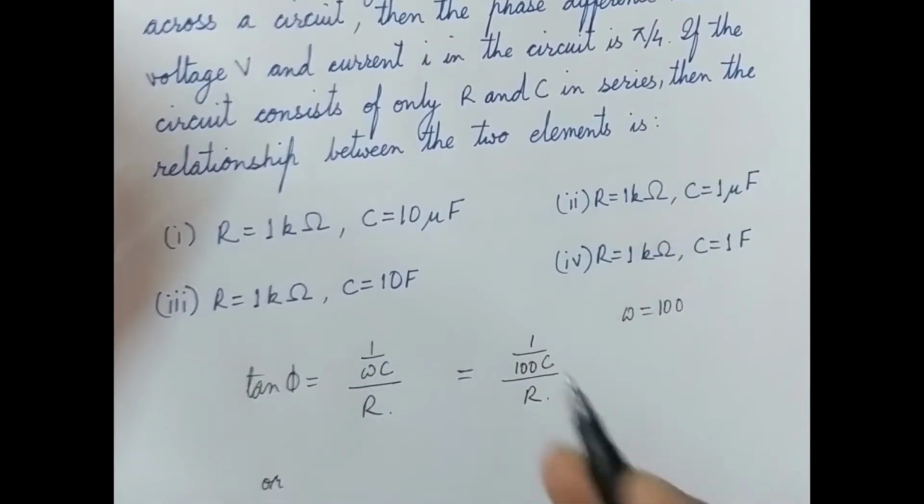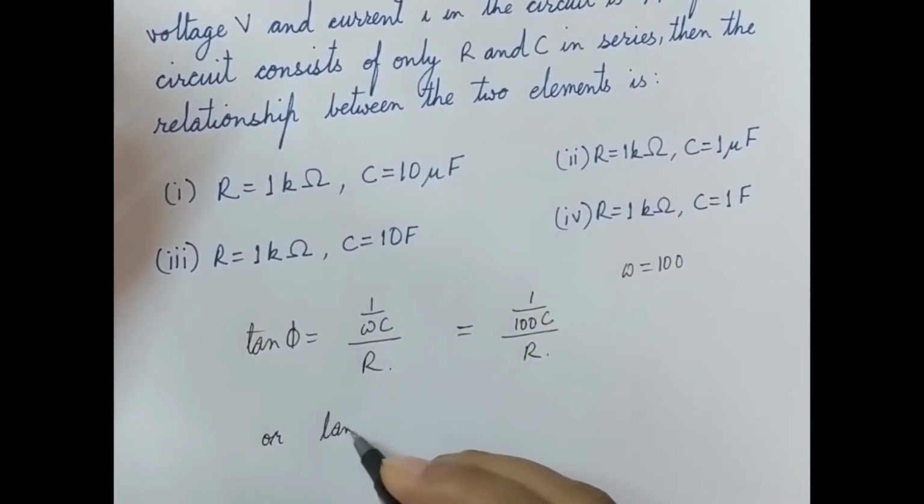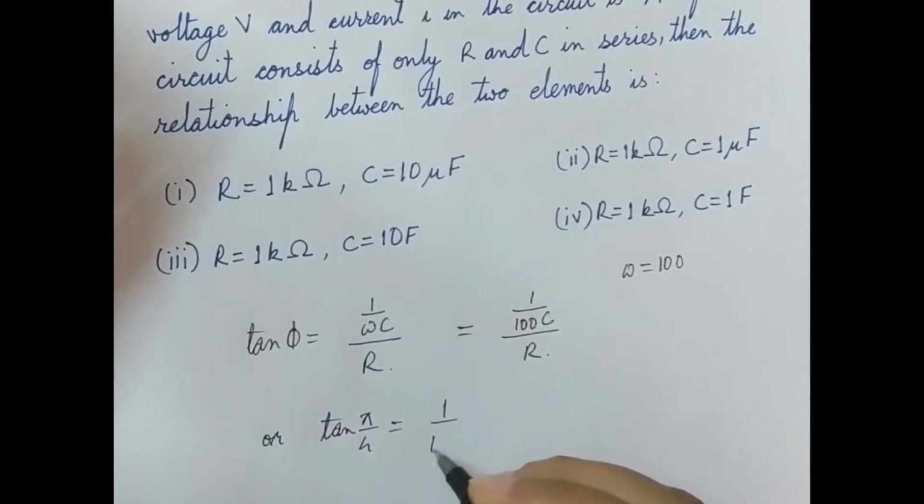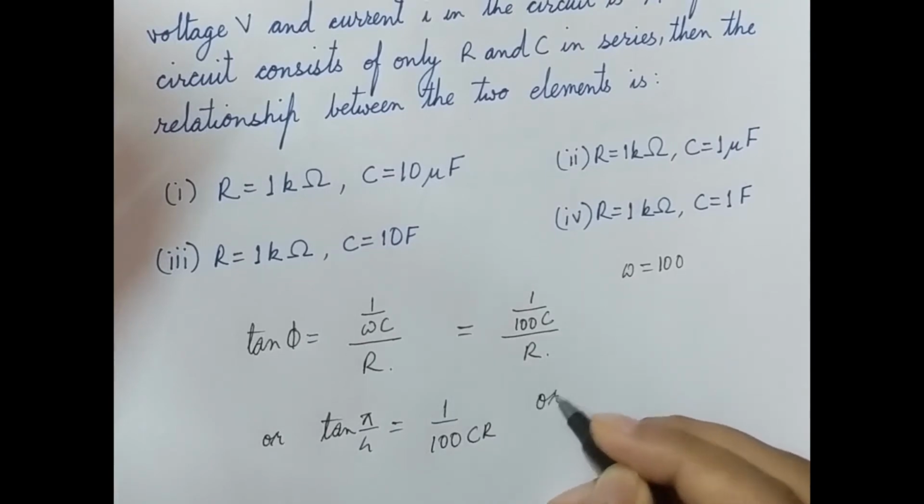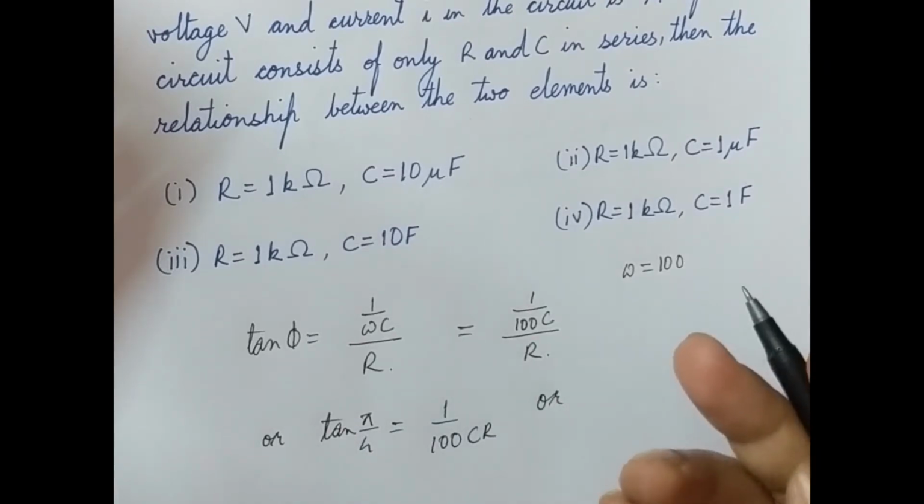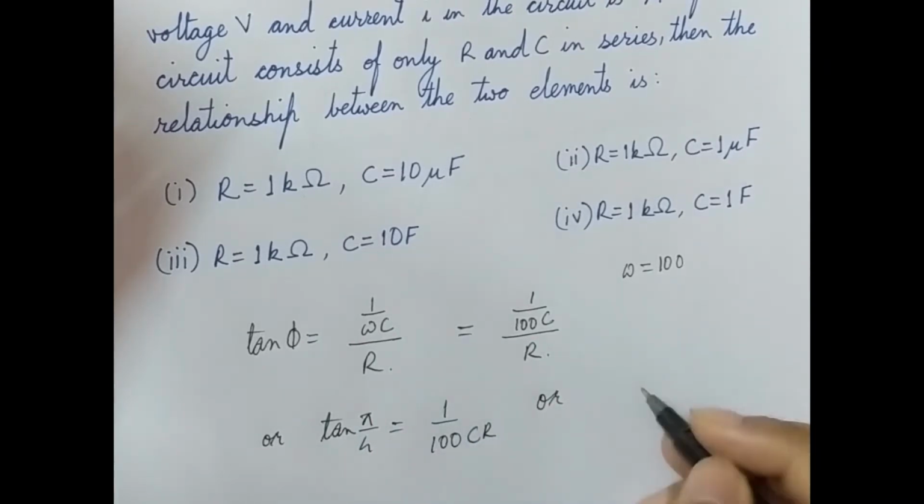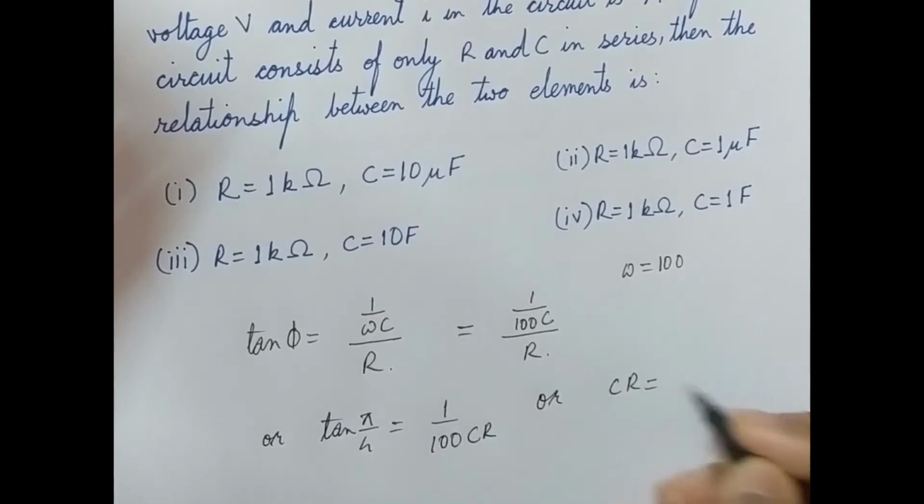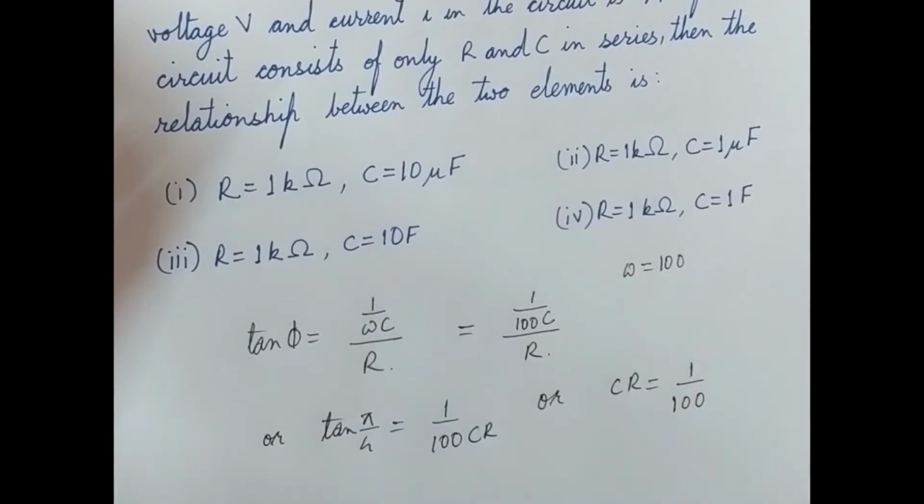Tan phi is given as pi by 4, so tan pi by 4 is equal to 1 by 100 C into R. Or tan pi by 4, we know tan 45 is 1, so 1 is equal to this, so CR is equal to 1 divided by 100. Now there are 4 combinations given here. We need to find that combination where C and R when multiplied give me the 1 by 100 factor.